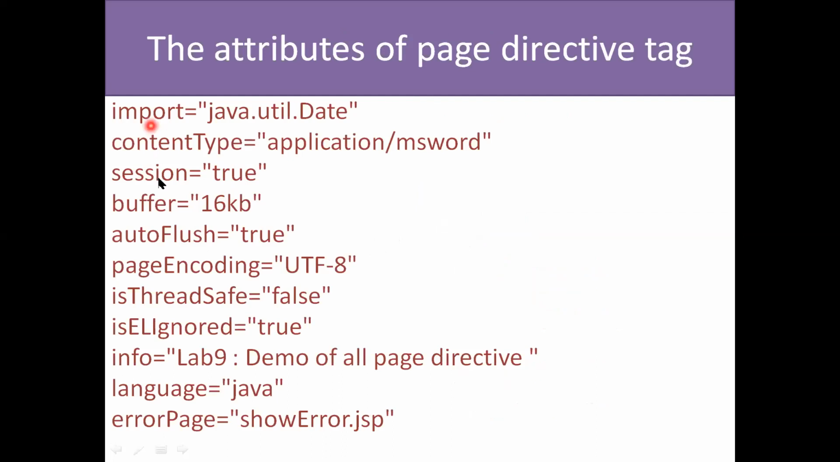So what exactly are the page attributes, the directives? Many are there, like import, which imports some packages, and the content type, which type of content you want. Here in my application, I'm using MS Word, and the session as true, buffer is 16 KB, auto flush is set as true, page encoding as UTF-8, isThreadSafe is equal to false, isELIgnored, and then info, then the language, and the error page we are setting here. I'll be using all these page directives in my program.